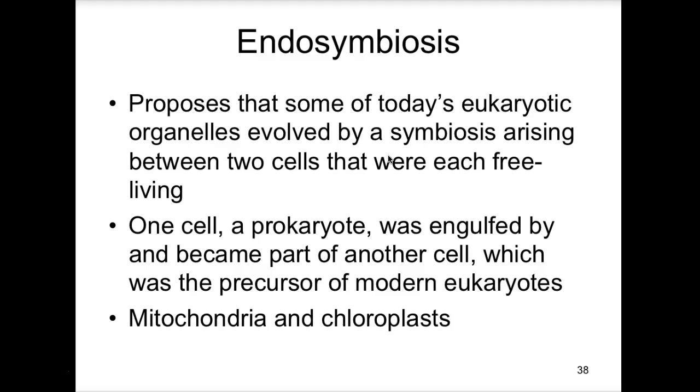According to this theory, the engulfed prokaryotes provided their host with certain advantages associated with their special metabolic abilities. The two key eukaryotic organelles that are believed to be descendants of endosymbiotic prokaryotes are the mitochondria, which are thought to have originated as bacteria capable of carrying out oxidative metabolism, and the chloroplast, which arose from photosynthetic bacteria, and we will learn about that a little bit later.